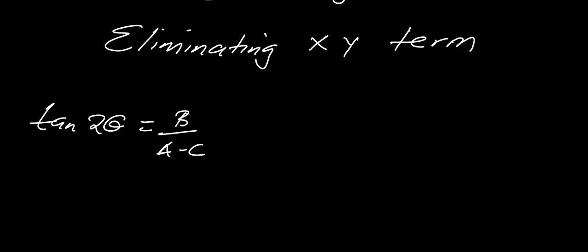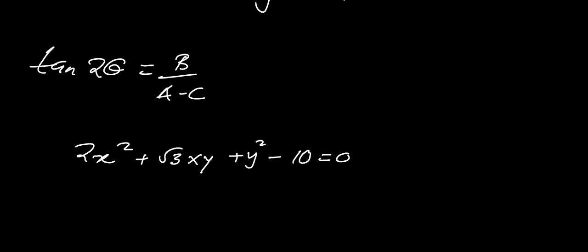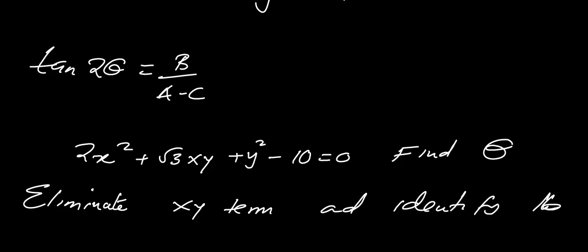So here's our example. For the equation 2x squared plus root 3 xy plus y squared minus 10 is equal to 0, find the angle of rotation, eliminate the xy term, and identify the conic section.